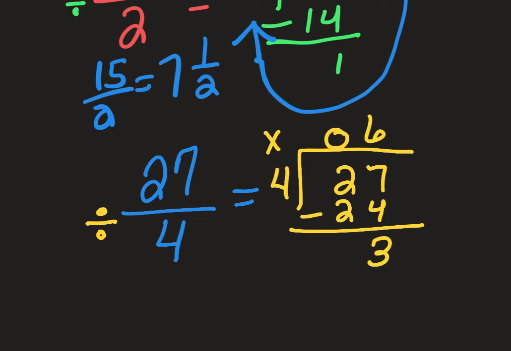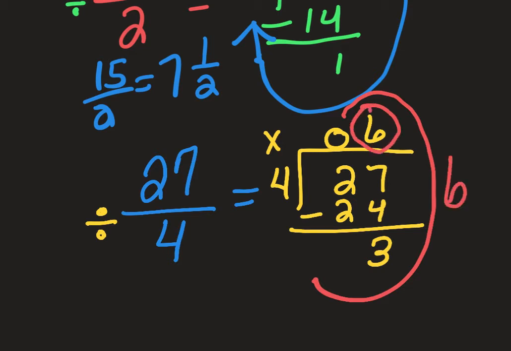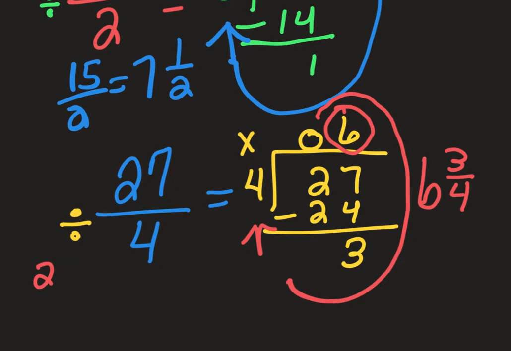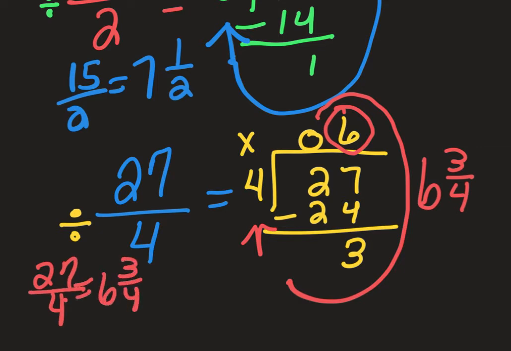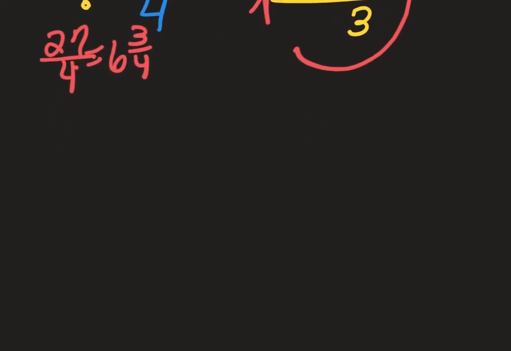But I remember I'm trying to convert it from an improper fraction to a mixed number, so I've got to do my backward C. How many whole times? I start on the top with my whole number. It goes 6 whole times. I have 3 left over, and I started with 4, so my answer is 6 3/4. 27 over 4 equals 6 3/4. Let's try one more.